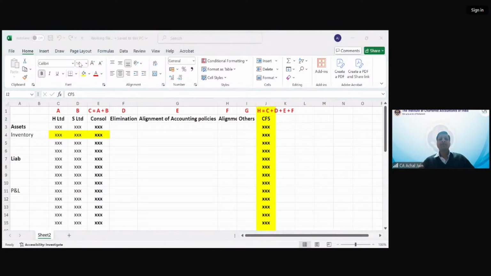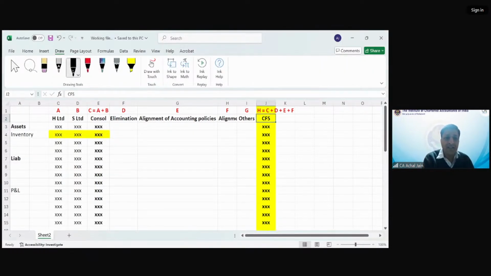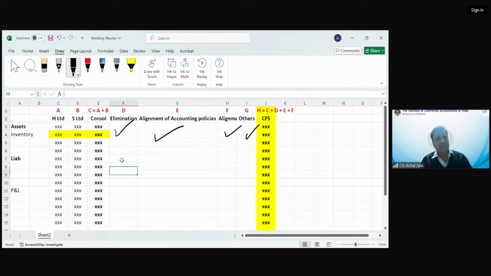Clear? Now the question arises: how do we do all of these adjustments? The immediate question in your mind is how do we do these eliminations? How do we do the alignment of the reporting date? Other adjustments, we have talked about quite a lot. So we will now spend some time discussing all of these requirements of elimination and alignment, and we'll also practice that with the help of some examples. Now moving on to elimination first.